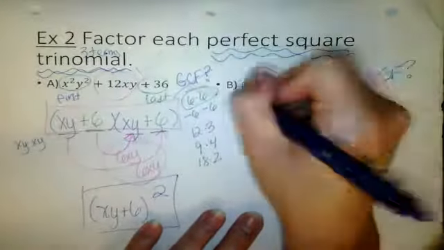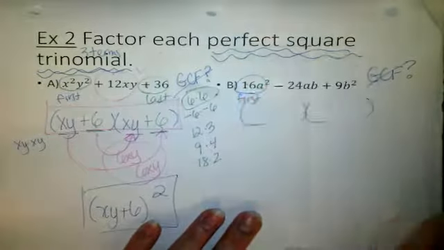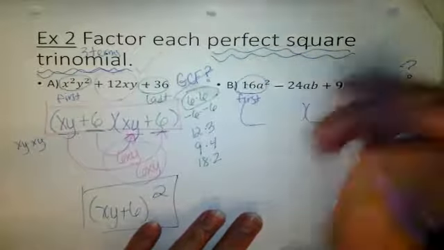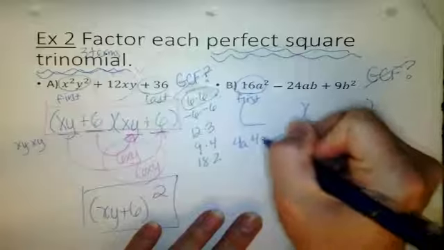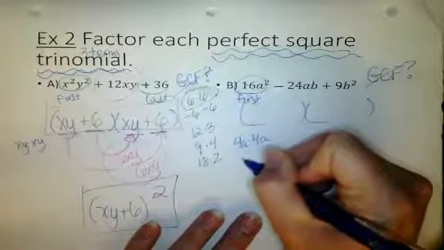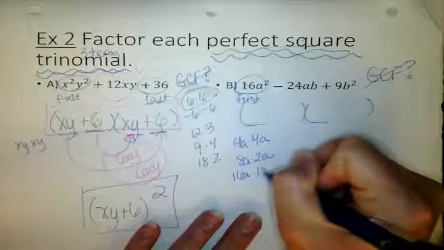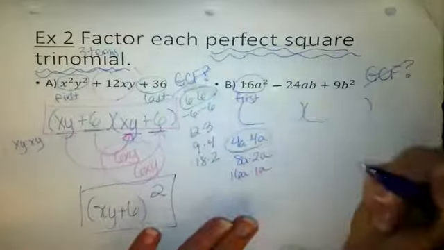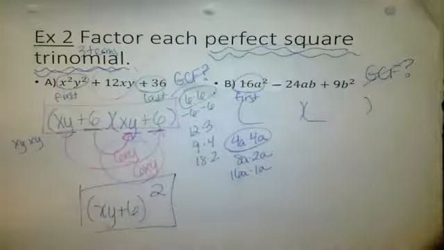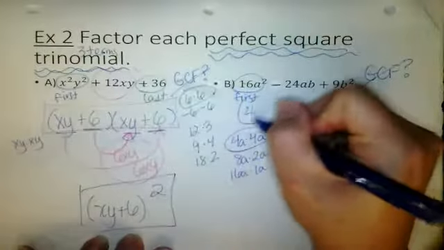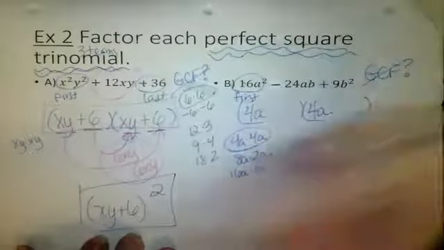First times first has to be the first term. What times what is 16a squared? 4a times 4a. Is that the only option? No. 8a times 2a or 16a times 1a. But why would we go with 4a times 4a? Perfect square. Very good. 4a times 4a.